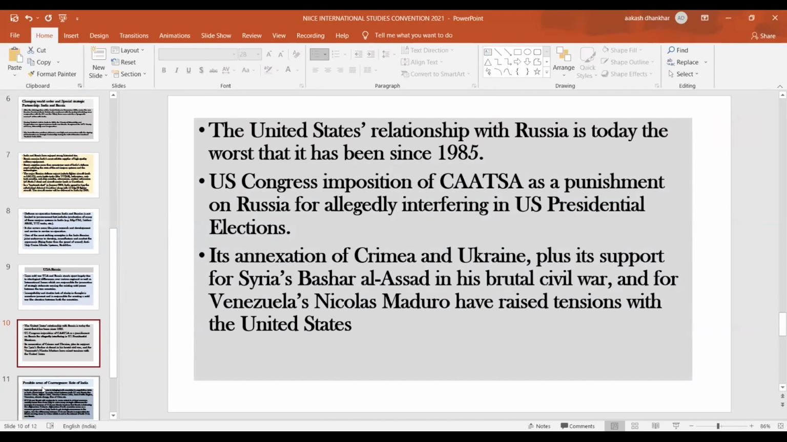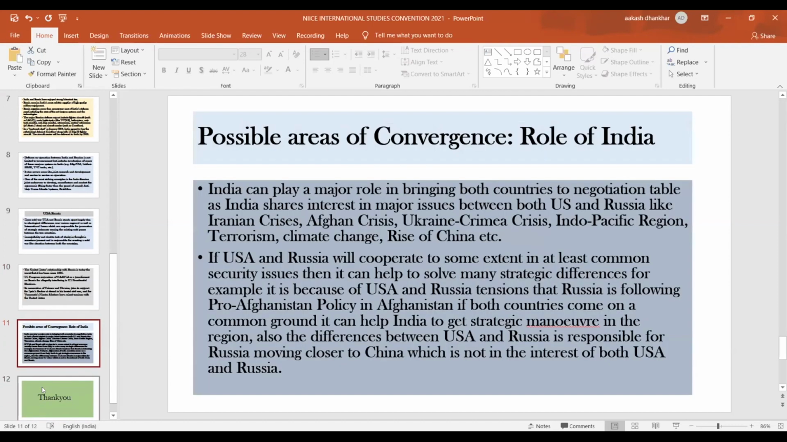The United States' relationship with Russia today is worse than it has been since 1985. The US Congress has imposed CAATSA as a punishment on Russia for allegedly interfering in the US presidential election, its annexation of Crimea and Ukraine, plus its support for Syria's Assad in the brutal civil war, and Venezuela's Nicolas Maduro, which have raised tensions between the US and Russia.